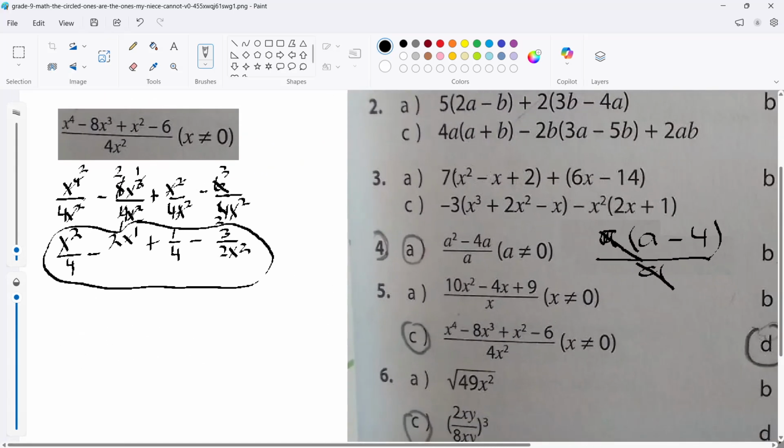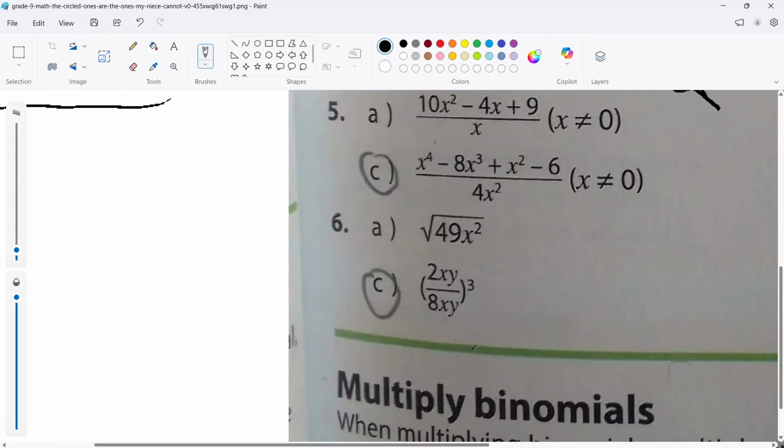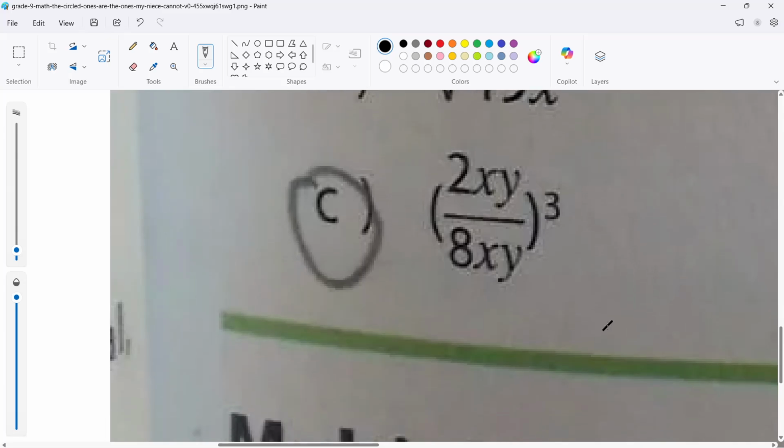Okay, that's number 5. Number 6, the first thing it's wise to do, inside the parentheses, the x cancels, the y cancels. 2 goes into 2 once, 2 goes into 8 4 times. I've got 1/4 to the 3rd. 4 times 4 is 16, times 4 is 64. This is just equal to 1 over 64.